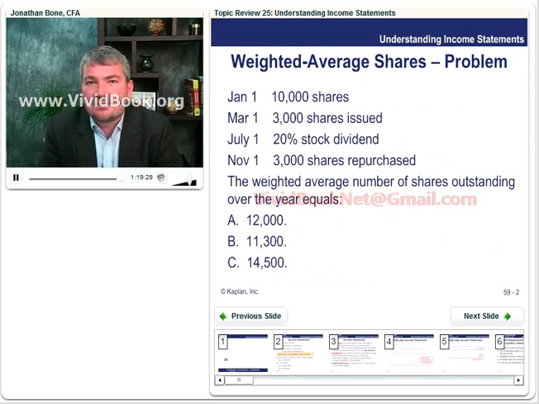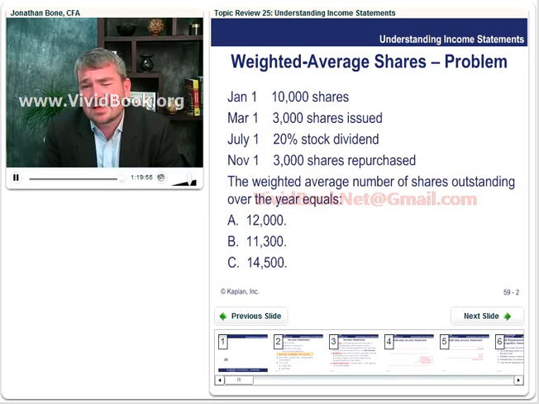It's a weighted average number of shares calculation. So we've got 10,000 shares in issue at the beginning of the year, a further 3,000 shares issued on the 1st of March, then a 20% stock dividend, and then 3,000 shares repurchased. What is going to be the weighted average number of shares? Well, remember, take that stock dividend and apply it to the 10,000 and 3,000 because they were both in issuance before the date of the stock dividend.